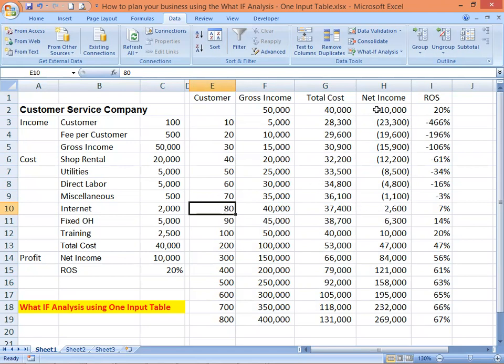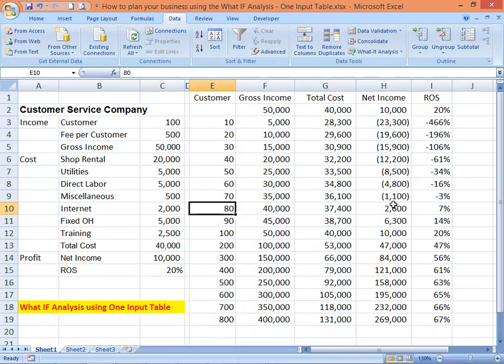If you notice, the total cost also is increasing because I have put some variables here. Only the shop rental is fixed. What else is fixed here? All the others are variables, and the internet also is fixed. You pay monthly 2,000, and of course the fixed overhead is fixed. Training is also variable, so that's why the cost is also increasing. While the number of customers is increasing, the cost is also increasing, in relation to the gross income or the number of customers.